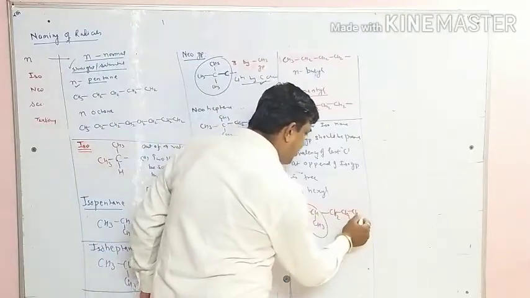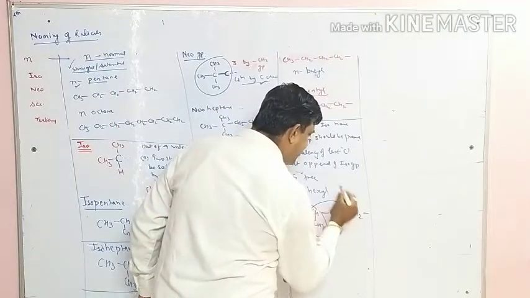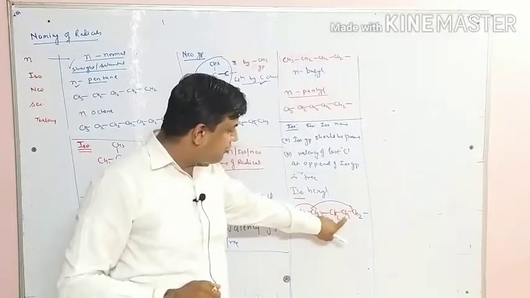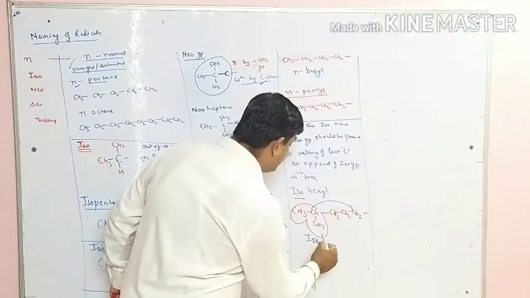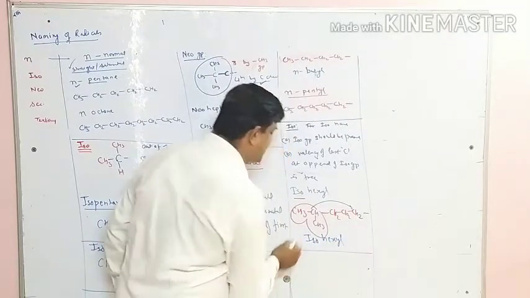This is the point. Here the valency should be free. This is clear. Remember, if you free from this side or this side, then it is not named as iso. If you have to name that iso, then you should draw it in this way. This is called isohexyl.